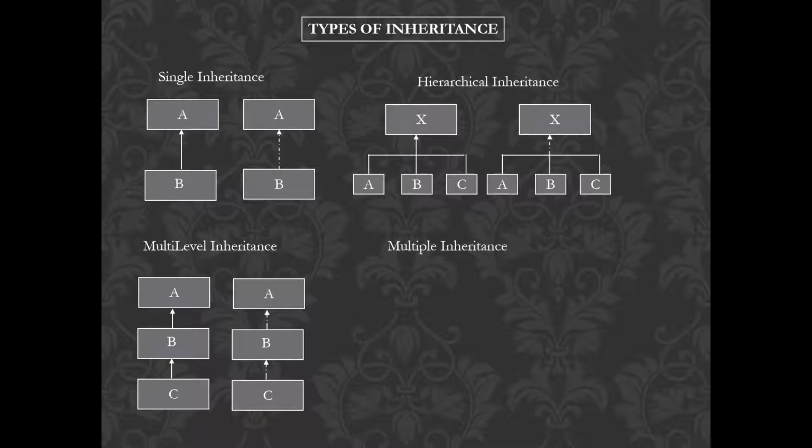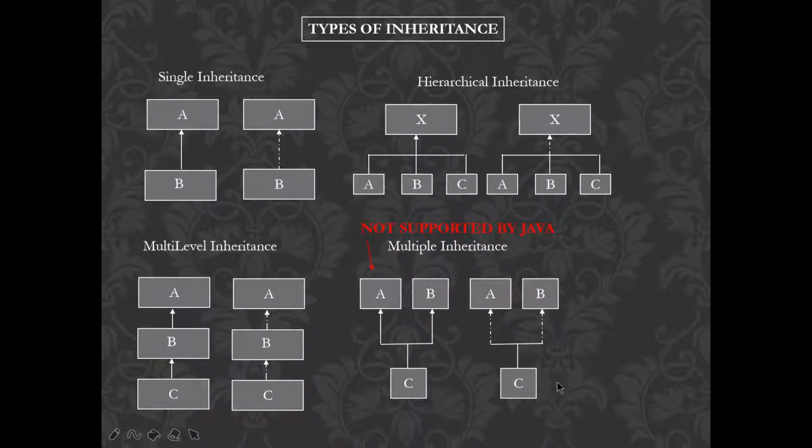We have one more which is called multiple inheritance. Here you can see C wants to get the properties of A and B, both the classes, but in Java it is not at all supported. So a class cannot get the properties of more than one class. You need to understand that one. A class cannot get the properties of more than one class, but a class can get the properties of more than one interface. This is supported by Java. This is not at all supported by Java. You need to make a note of this one, all of you.